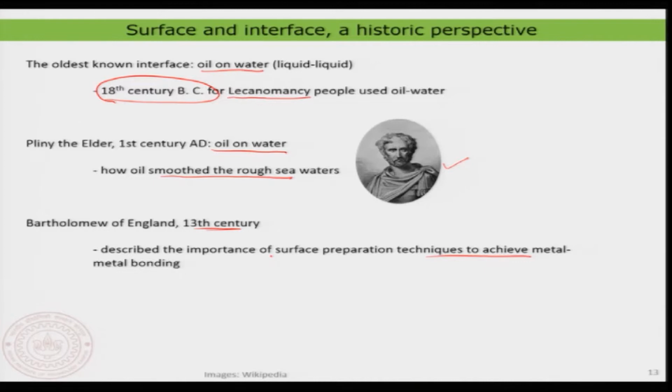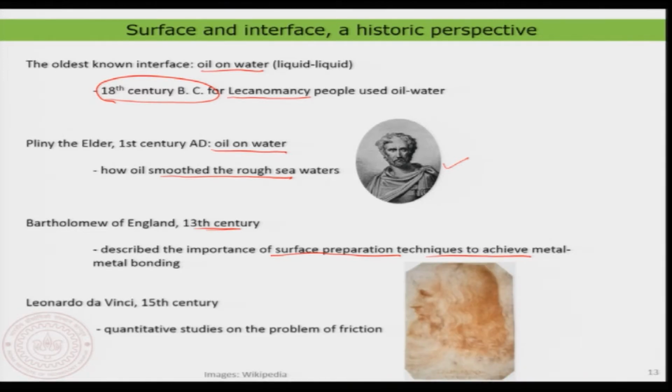Well, look, this is technically the first interface formation, where people were really trying to understand the importance of surface preparation in making different types of metal interfaces. This was quite important at that point of time in making tools and devices and things like that. This we could call an important point in surface science, because people started doing it.